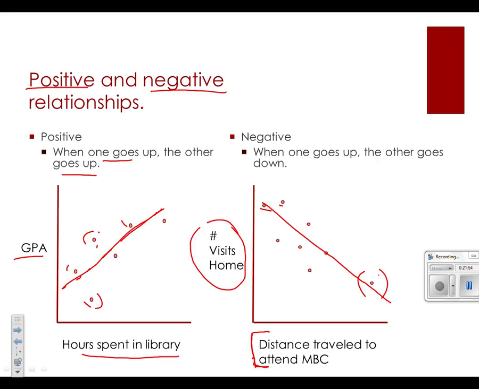If there were no pattern whatsoever, there would be no relationship. There would be no predictable pattern, no relationship. So if I graph something like fingernail length and GPA, okay, probably no relationship.